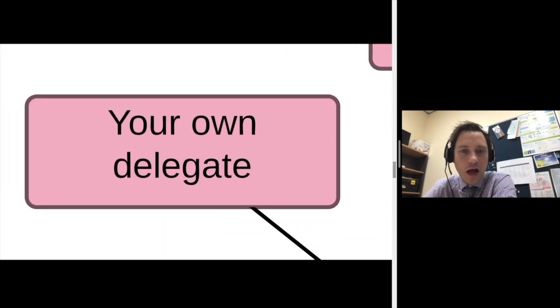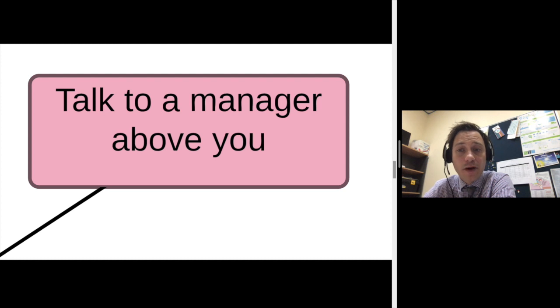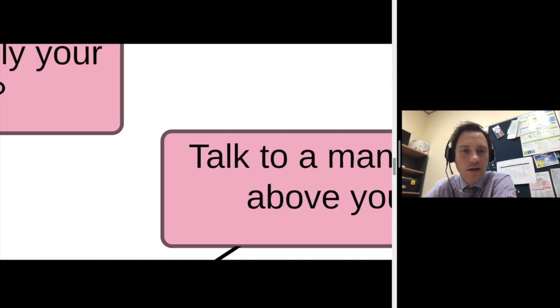So you might be taking action on someone who is your own delegate. So you're a manager and you've got people that you're in charge of. Obviously, that's someone that you can take action with. You might need to talk to a manager above you to get things done. It might be a problem you have with someone in another team.